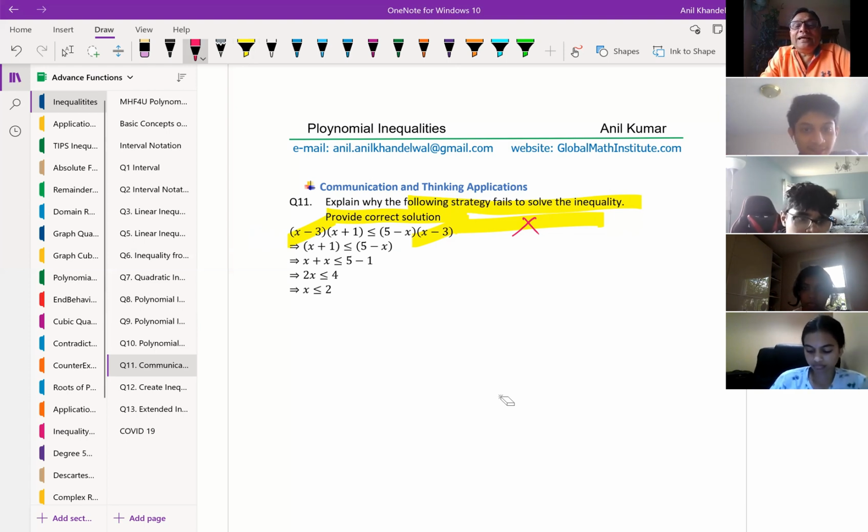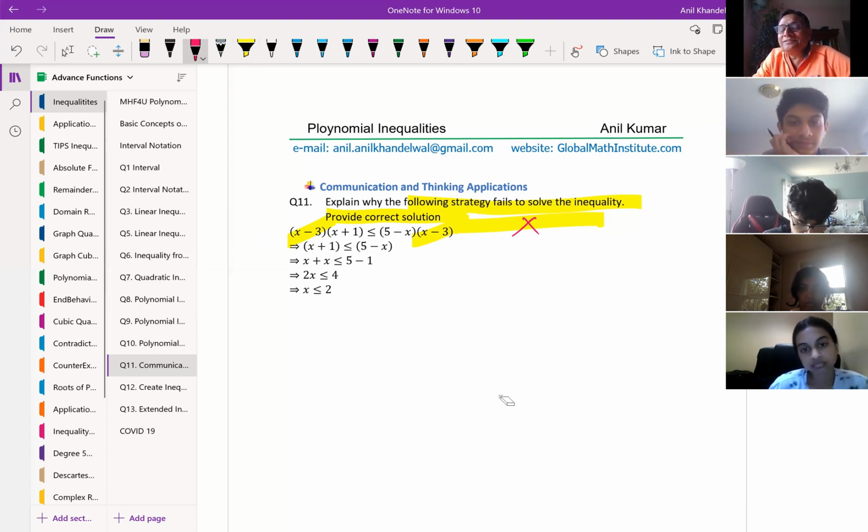Because x minus 3 could be negative also. You get the idea, because you don't know what x is. If x is minus 1, x minus 3 is negative. And when I divide by negative, I have to change the inequality sign, correct? Which I didn't. So the way to solve it is you have to actually bring it on the left side. You never cancel in inequalities. So in equation, you could have cancelled, not in inequality. So you'll bring it to one side.